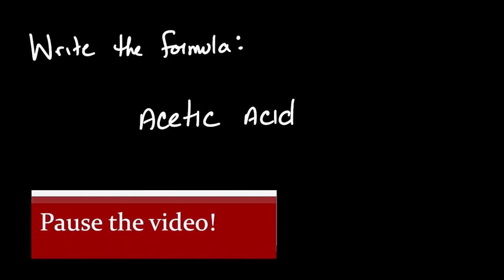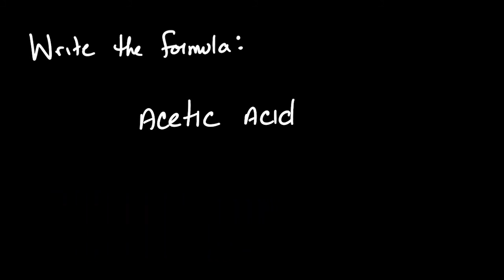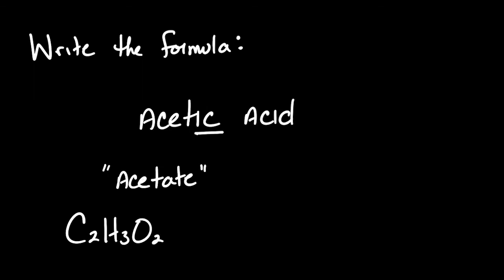Now it's your turn. Pause the video and write the formula for this acid. Okay, so we notice that the name of acetic acid ends in -ic. So that means that the anion in this case must end in ATE. So if we just work in reverse and we exchange the -ic ending for ATE, we can see that this anion must be acetate. Acetate is on the polyatomic ion list, and it's C2H3O2 with a -1 charge.